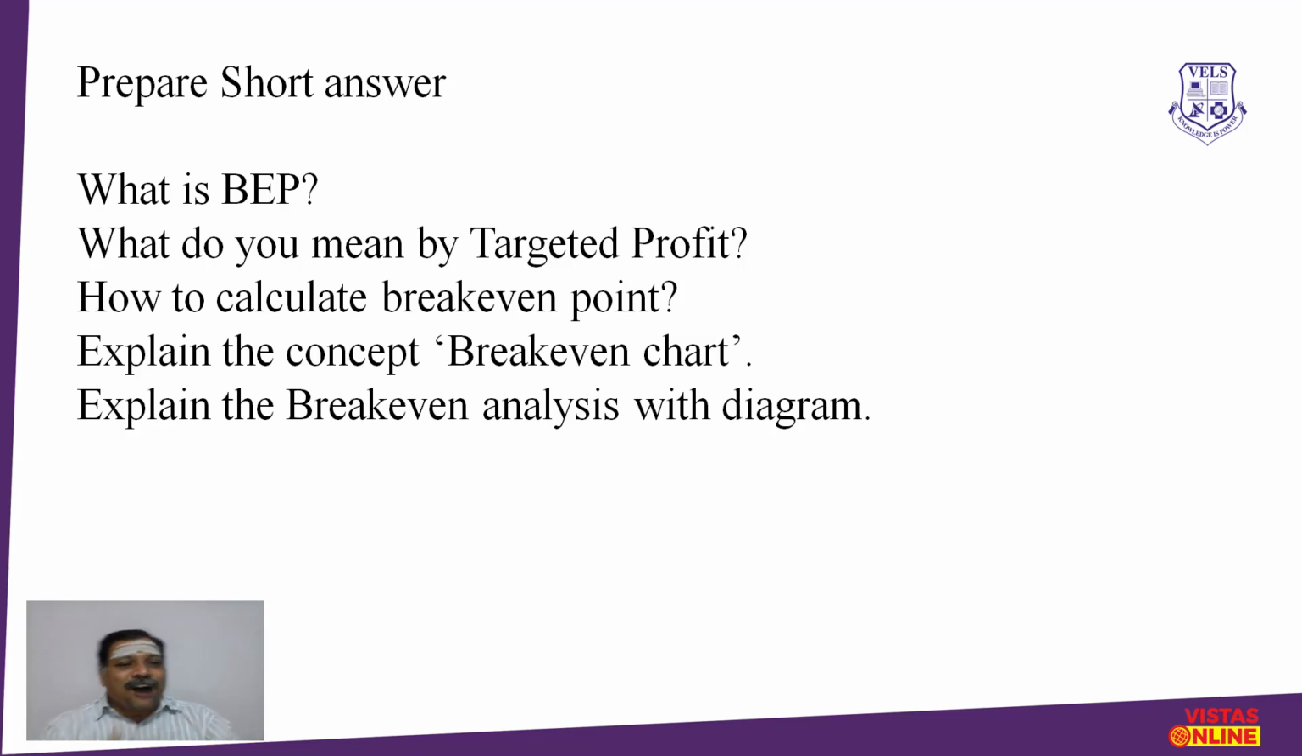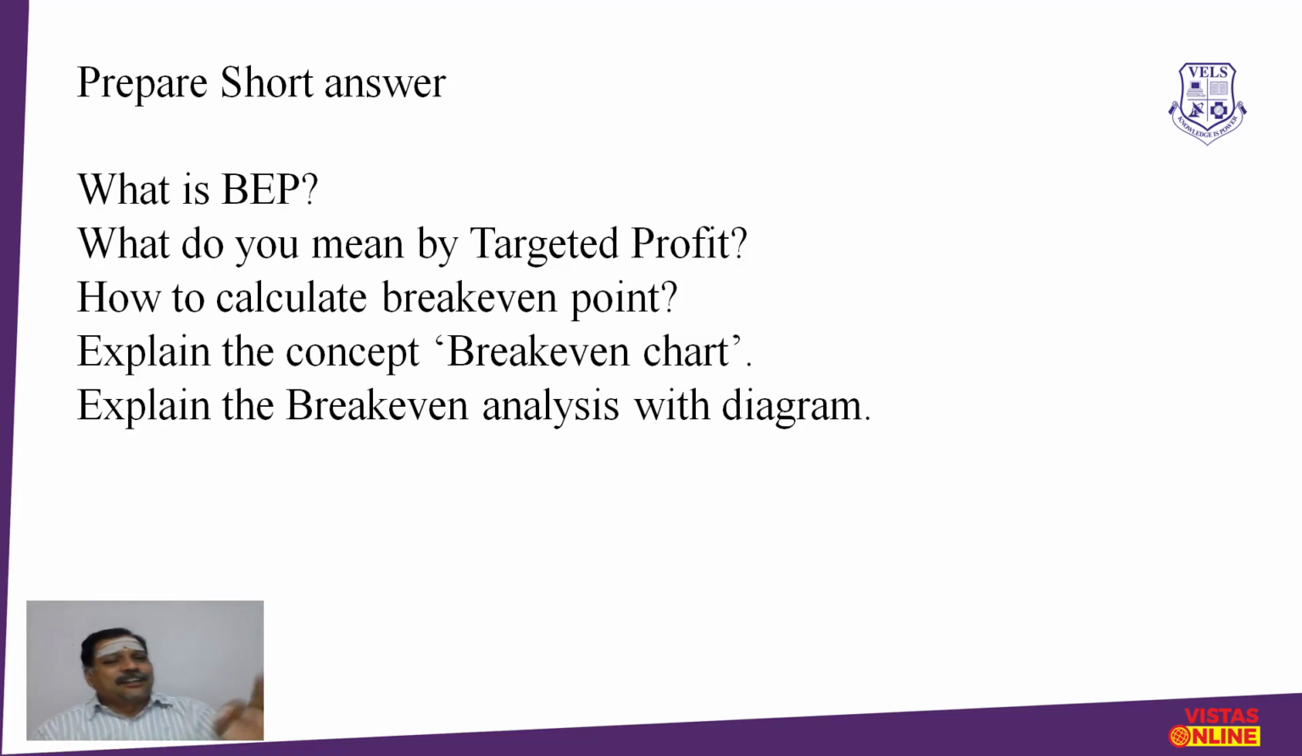Then the third one, how to calculate the break-even point. There are 3 ways. One is by equalizing the total revenue and total cost, and it can be explained in terms of a formula: BEP equals fixed cost divided by contribution margin. Otherwise, fixed cost divided by price minus variable cost per unit. It can also be expressed in a break-even chart. So these are all the methods to calculate the break-even point.